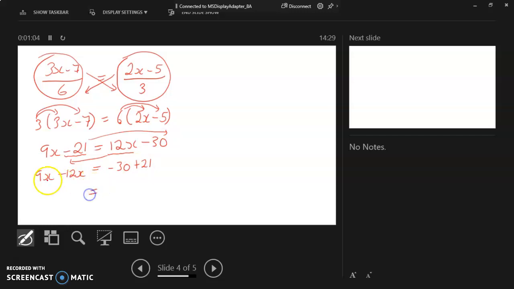Now on the left-hand side, 9x take away 12x is negative 3x. Minus 30 plus 21 is minus 9. And finally, to get x by itself, we always divide by the number in front of the x. So therefore, x equals 3.